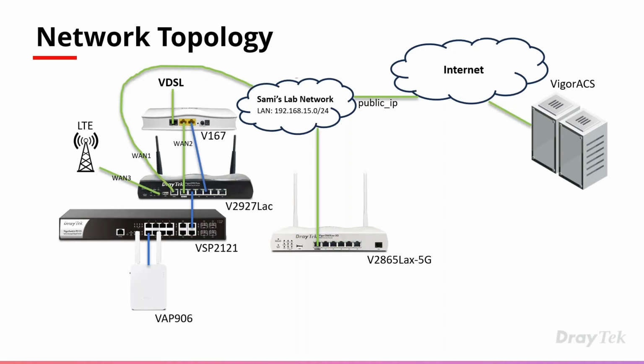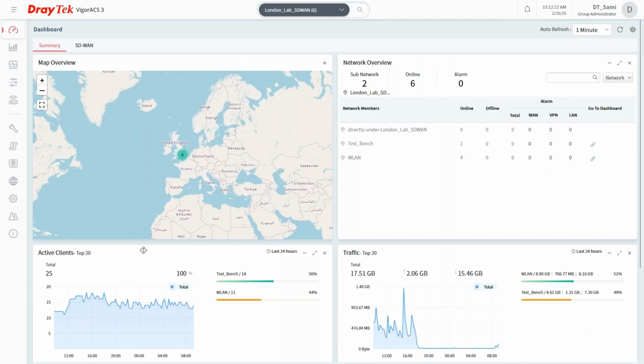So if I just switch over to VigorACS quickly, there we go. Once we're within VigorACS, this is the kind of landing page that you'll be greeted by, which is the main network overview. So this one's called London Lab SD-WAN.